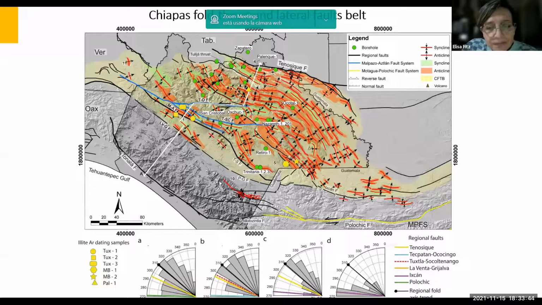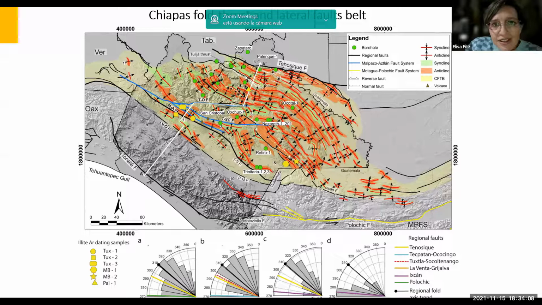And with that, excuse me, I'm going to move to the Chiapas Fault and Thrust Belt, which represents some of the youngest structures in Chiapas. The Chiapas Fault and Thrust Belt is mostly distributed in the northern part of Chiapas, as you can see in this geological map.